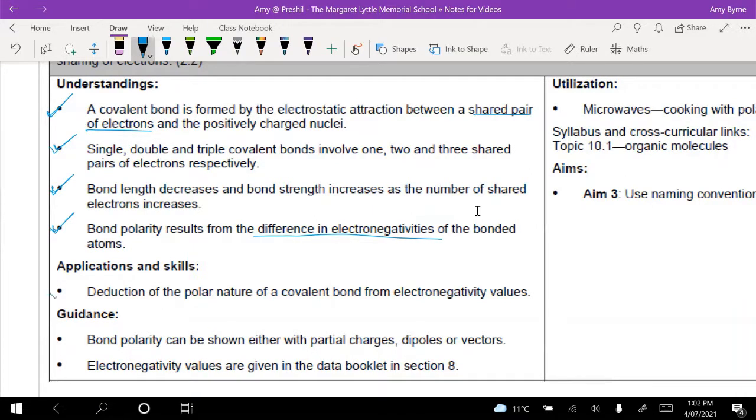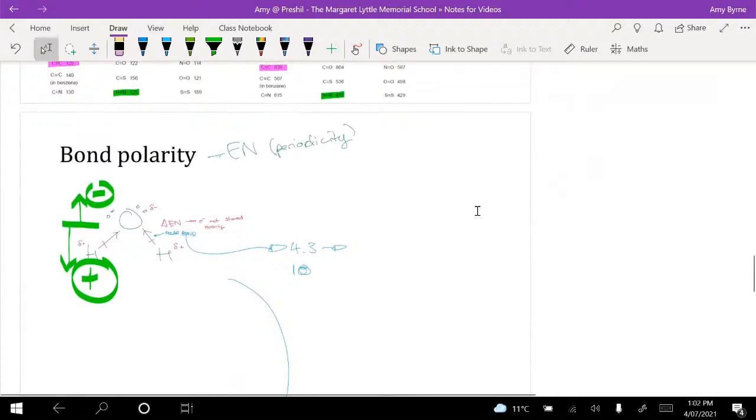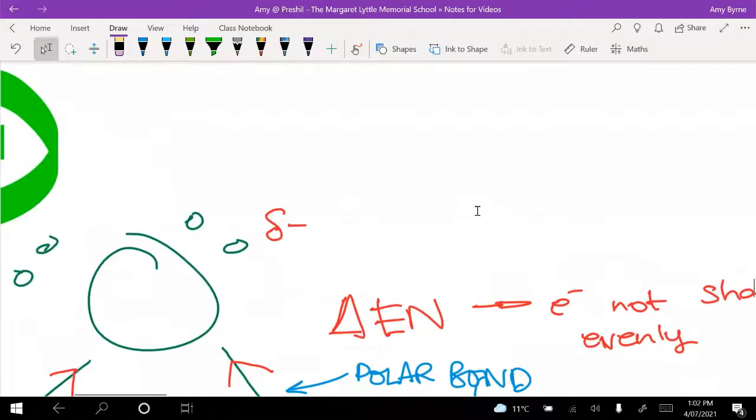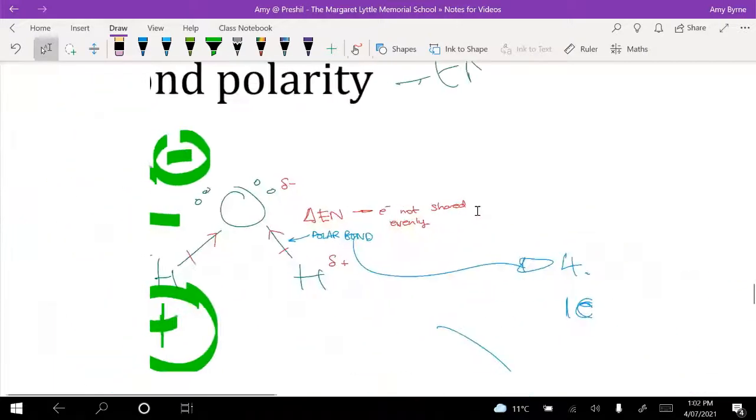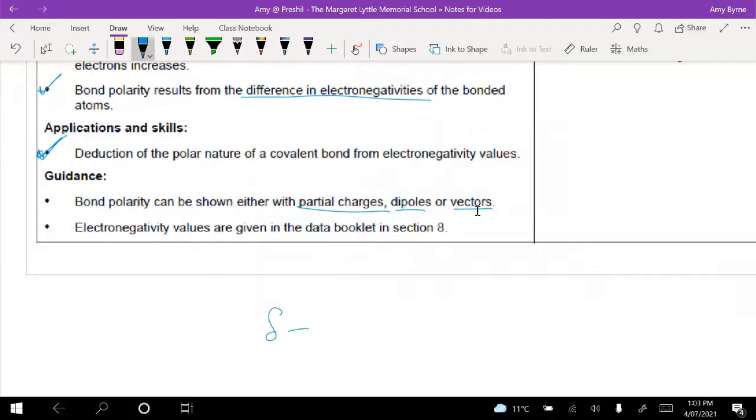So if I give you a bond between two atoms, you should be able to use your data book to work out if there would be a difference in electronegativity. You can show either with partial charges, dipoles, or vectors. Vectors are where you draw an arrow on the line. Partial charges are these guys. I tend to use one or both of those. I actually tend to use that guy. And electronegativity values are in the data book.